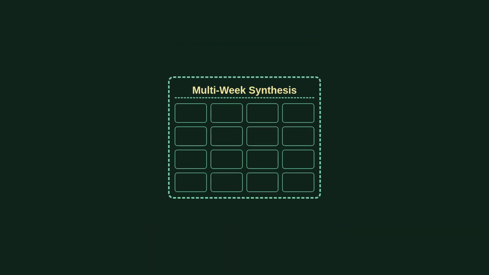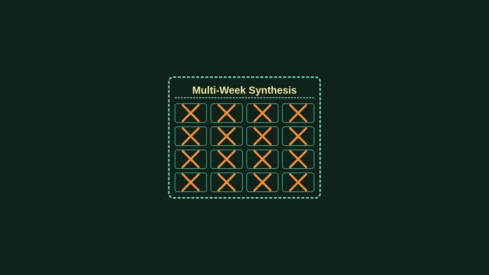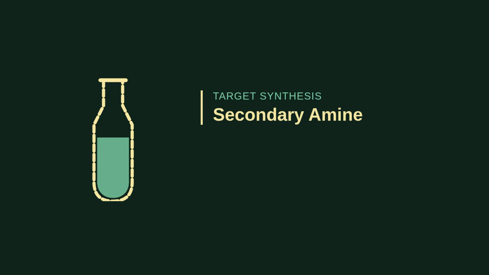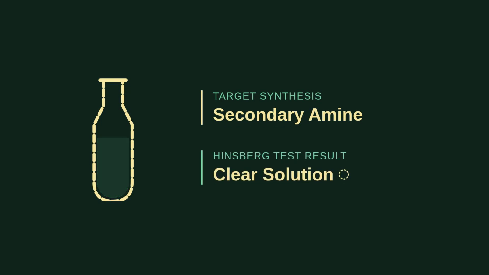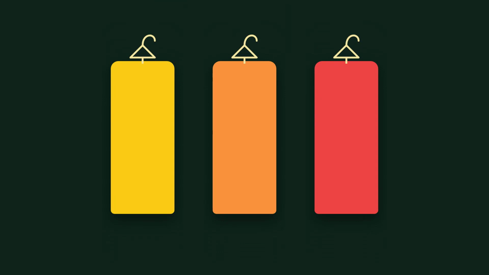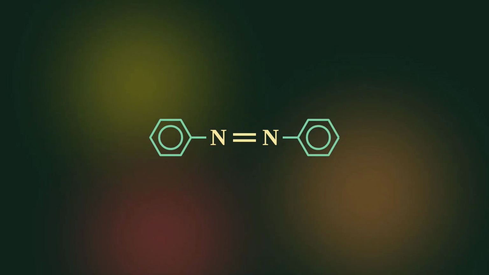By using the tests we've discussed, a chemist can verify at each step of a multi-week synthesis that they have created the correct intermediate. If you were trying to make a secondary amine and the Hinsberg test gives you a clear solution in alkali, you know immediately that your reaction went wrong. It's also crucial in the dye industry. As we saw with the nitrous acid test, primary aromatic amines are the precursors to azo dyes. These are the compounds that give us the vibrant yellows, oranges, and reds in our clothes and plastics. If you don't have a primary amine, you can't form that N=N bridge.